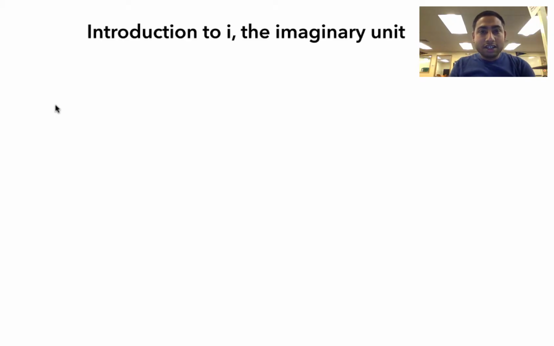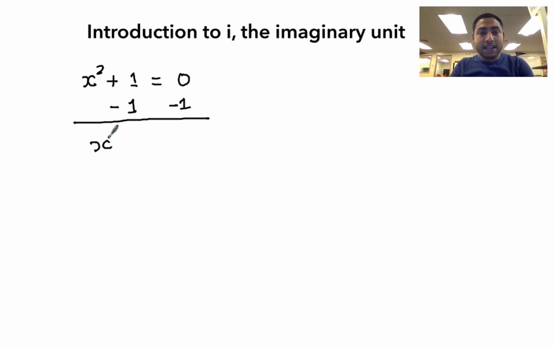Okay, so in this video we're gonna talk about the imaginary numbers. Let's start by introducing the imaginary unit, the i. Consider this quadratic equation: x squared plus 1 equals 0. Now to solve for x, we can subtract 1 from both sides, and if we do that, we'll end up with x squared equals -1.